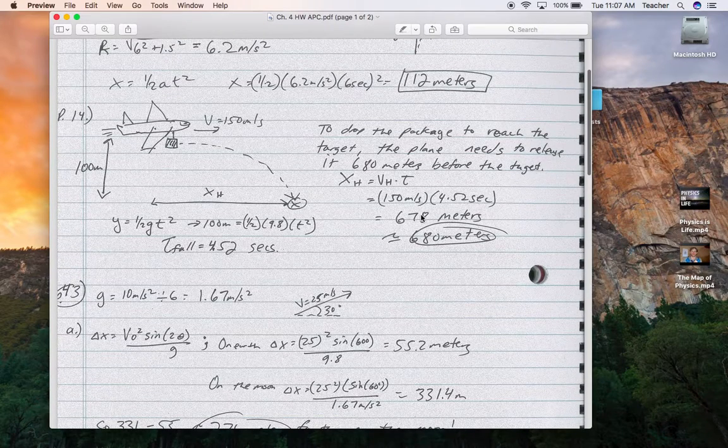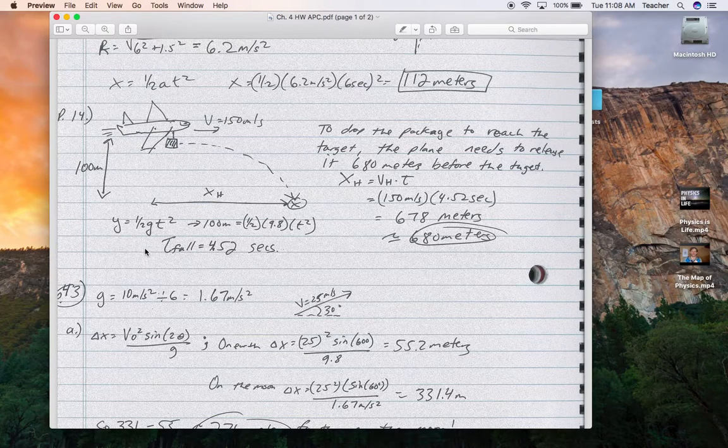For number 14, I like this problem. It's a pretty cool one. It'd be neat if someone had a drone and they were able to do something like this. But we've got a plane that's going 150 meters per second, 100 meters above the ground. They're trying to deliver supplies to people on a glacier, which could be dangerous, so they want to get them close. So basically what you need to do is find the time for this object to reach the ground, and then knowing the plane's speed, you could work your way backward to find out how far away it should release them. Obviously, it has to release the supplies before it's directly above. Otherwise, they're going to go beyond.